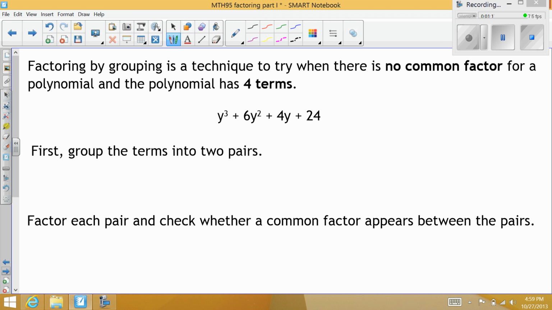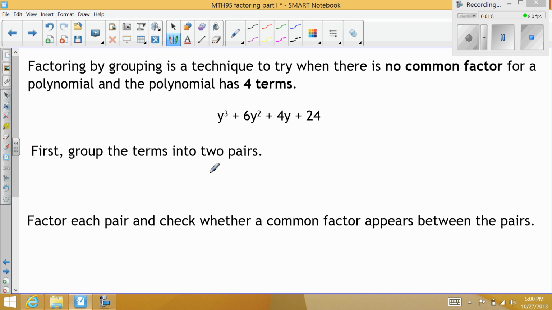So factoring by grouping is a technique that's worth trying when you have no common factor and a polynomial has 4 terms. You may want to try taking out a common factor, and if you still have 4 terms, then doing factoring by grouping. So again, 4 terms, factoring by grouping is worth giving a try. So to do the factoring by grouping, we first notice we have no common factor. The 2 is common to 3 of the factors, but not to the first term. The y is a common factor to 3 of the terms, but not to the 4th term. So there's nothing common to all 4.